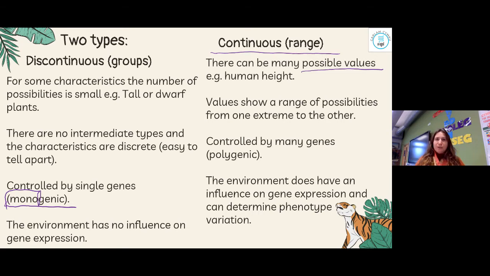Okay, I can't group these people. I can have heights all along. Okay, weight can be another one. It's controlled, or they're generally controlled by many genes, poly meaning many. So continuous variation is generally because there are many genes involved. And the environment does have an influence, or can have, okay, at least. So it does have an influence on gene expression and can determine the phenotype variation.